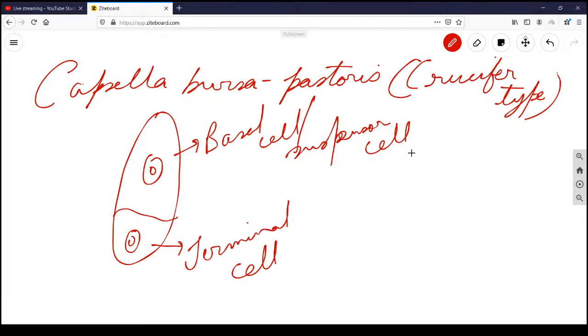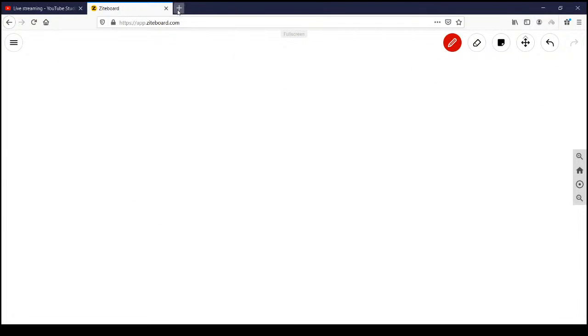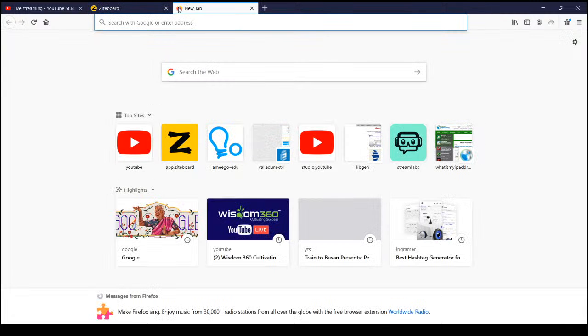So the terminal cell, the embryo, divides by a vertical division, like this. This is now the vertical division. I'll show you the diagram if I have, which is much better than me drawing everything here.